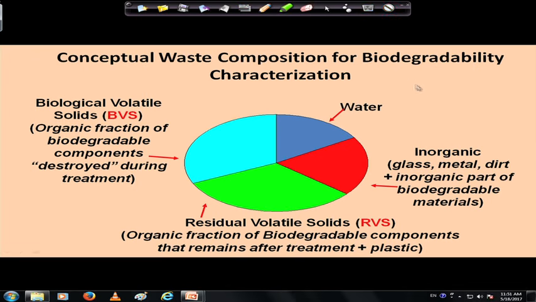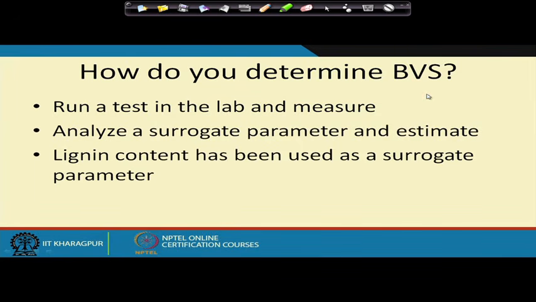So how do you determine BVS? How do we do it? We can run a test in the lab and measure it. We can run a test and see how much got degraded. Or we can analyze a surrogate parameter. Surrogate is a term where, rather than using that biological fraction directly, we are actually doing it by measuring something else, and what we most of the time use is lignin content. What is lignin content?